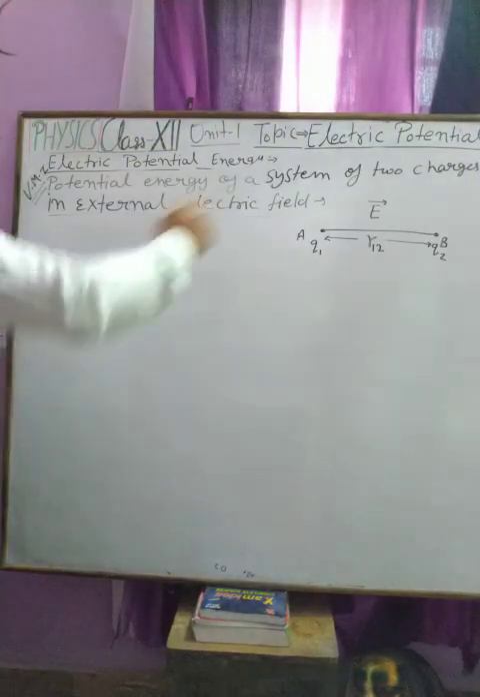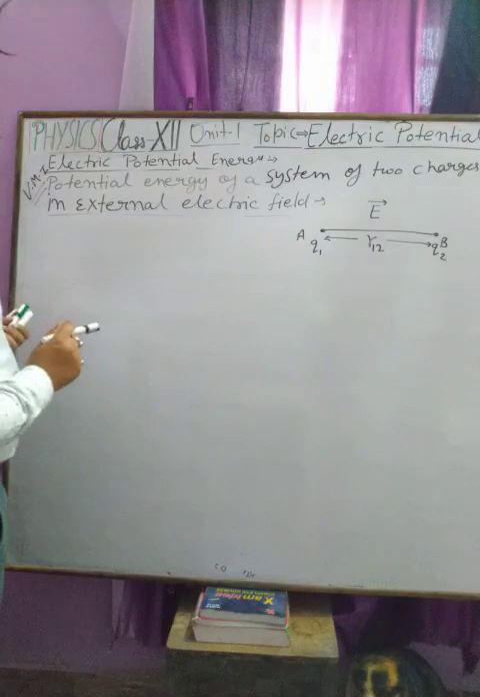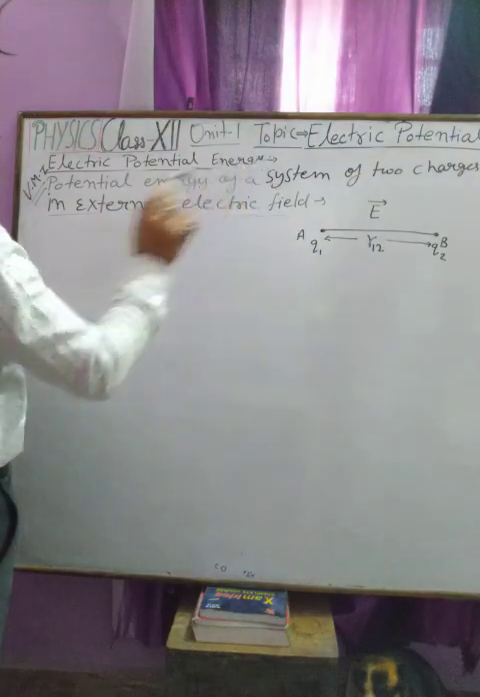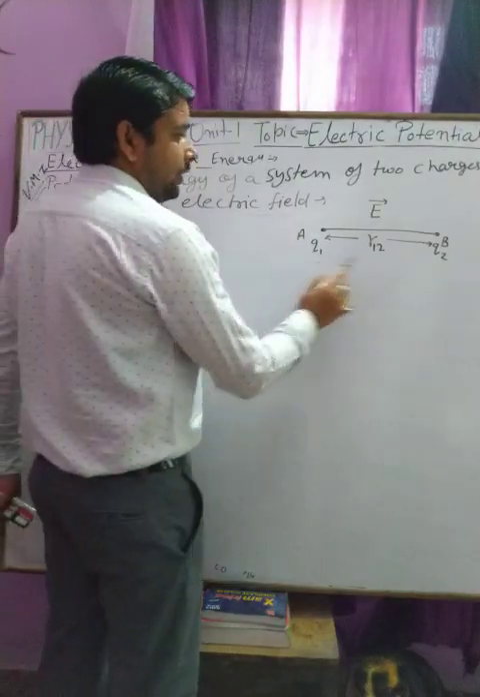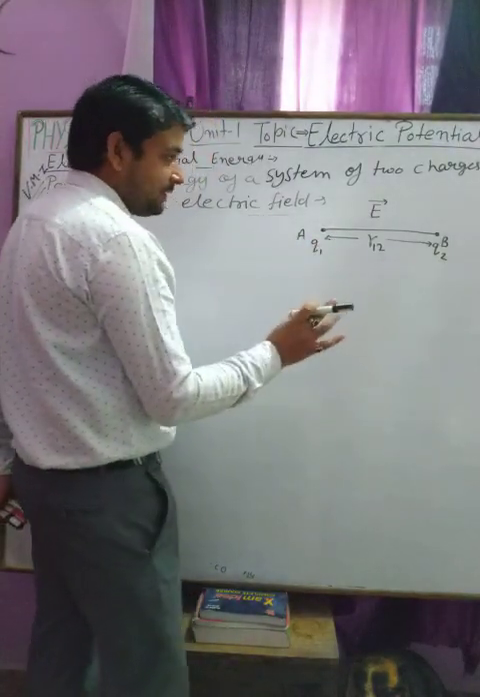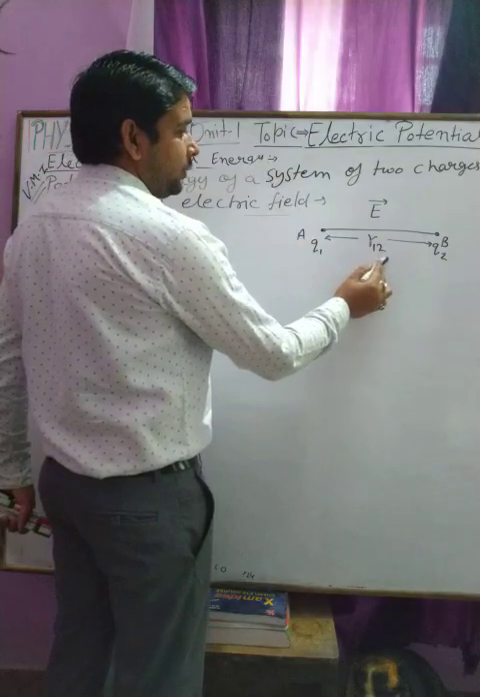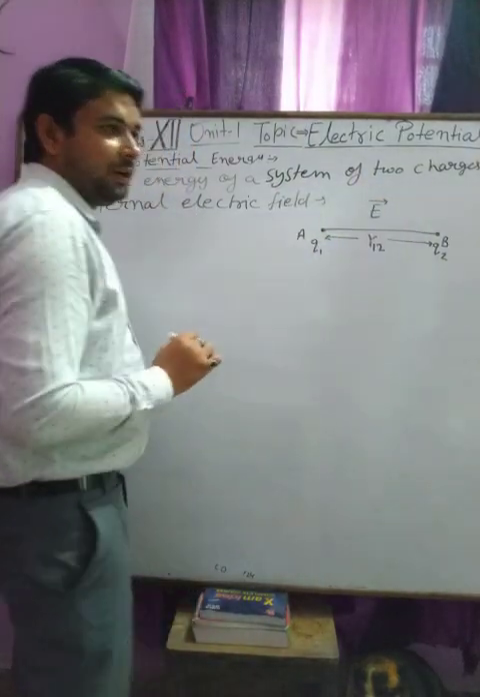Okay student, potential energy of a system of two charges in external electric field. Here two charges Q1 and Q2 are placed at separation R12 in an external electric field.